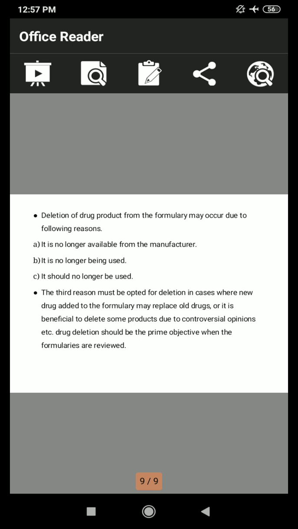The third reason must be opted for deletion in cases where a new drug added to the formulary may replace old drugs, or it is beneficial to delete some products due to controversial opinions, etc. Drug deletion should be the prime objective when the formularies are revised. Then in addition to additions or deletions, it is necessary to perform periodic reviews of all products by the therapeutic committee or a subcommittee for this purpose.